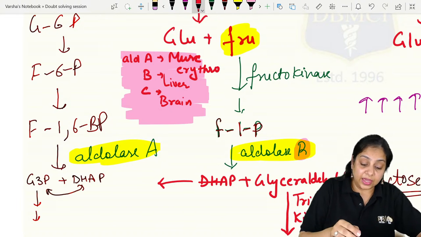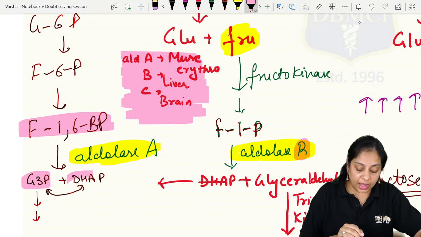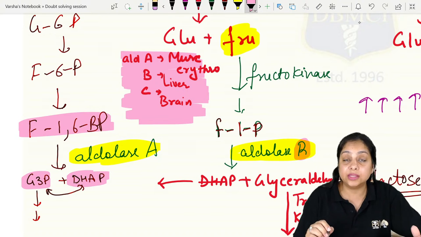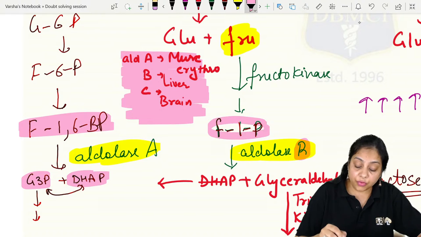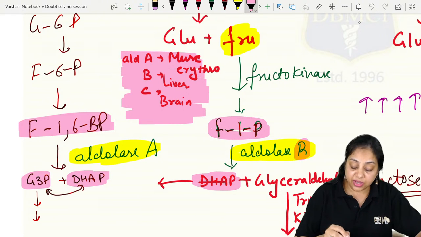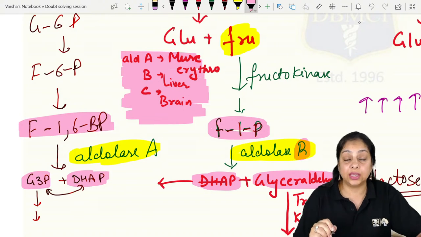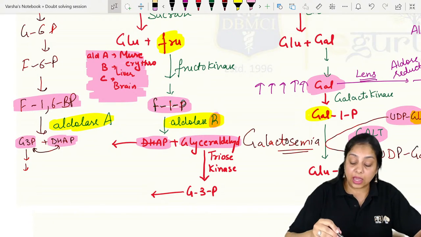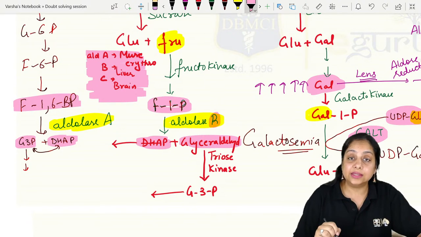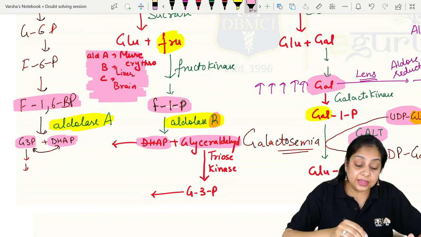When you are breaking fructose 1,6-bisphosphate, you are getting two 3-carbon fragments, both having phosphate. But when you are breaking fructose 1-phosphate, right, you are getting one fragment having phosphate, one fragment without the phosphate, and that you need to phosphorylate by the enzyme triose kinase. So this is the fate of glyceraldehyde. There is one more fate of glyceraldehyde, that you see where?